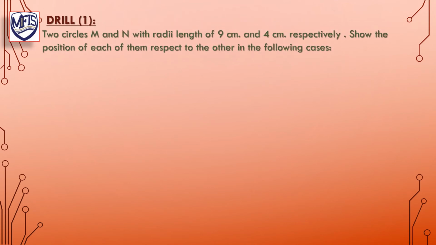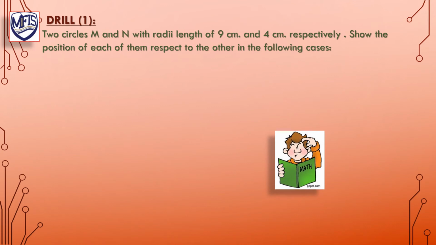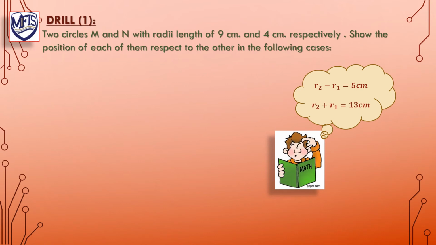Here I have two circles, M and N, with radii of 9 cm and 4 cm respectively. Show the position of each of them with respect to the other in each of the following cases. Firstly, to determine the position of two circles with respect to each other, I will compare the length of MN, the line of centers, with the difference between the two radii or the sum of the two radii. So I will compare the length of MN with 5 or 13 centimeters.